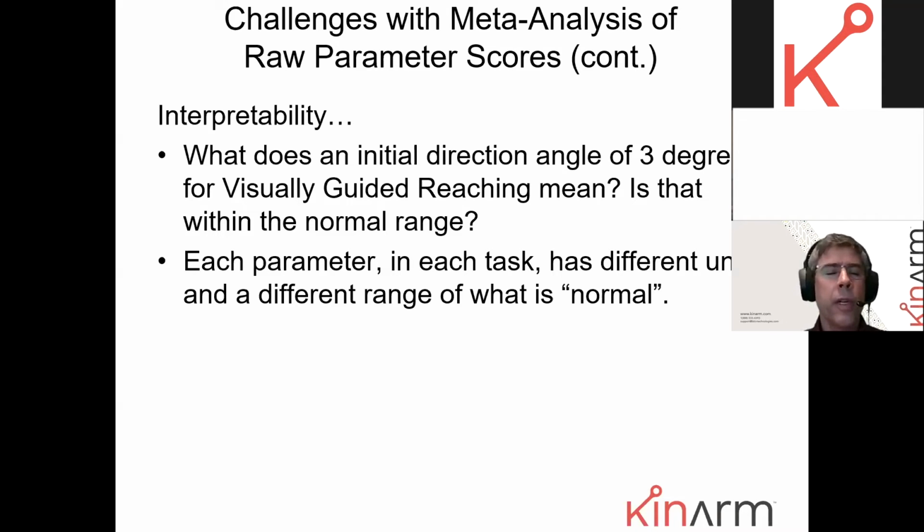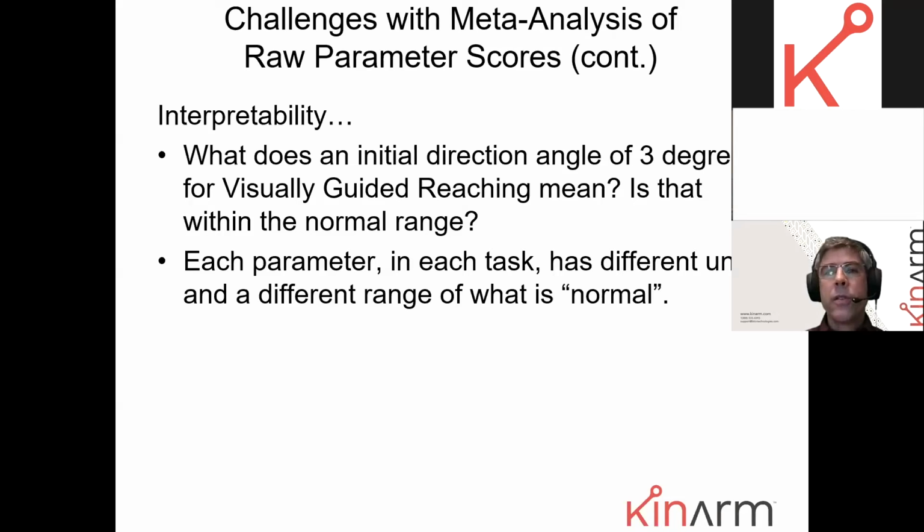I have no clue. I mean, if you go through all of our tasks and all of our parameters, there's well over 100 parameters. They all have different units. They've all got different ranges of what's normal. And so it's virtually impossible for someone to memorize what are the normal ranges for each of these parameters, which then makes it a challenge for interpretation.